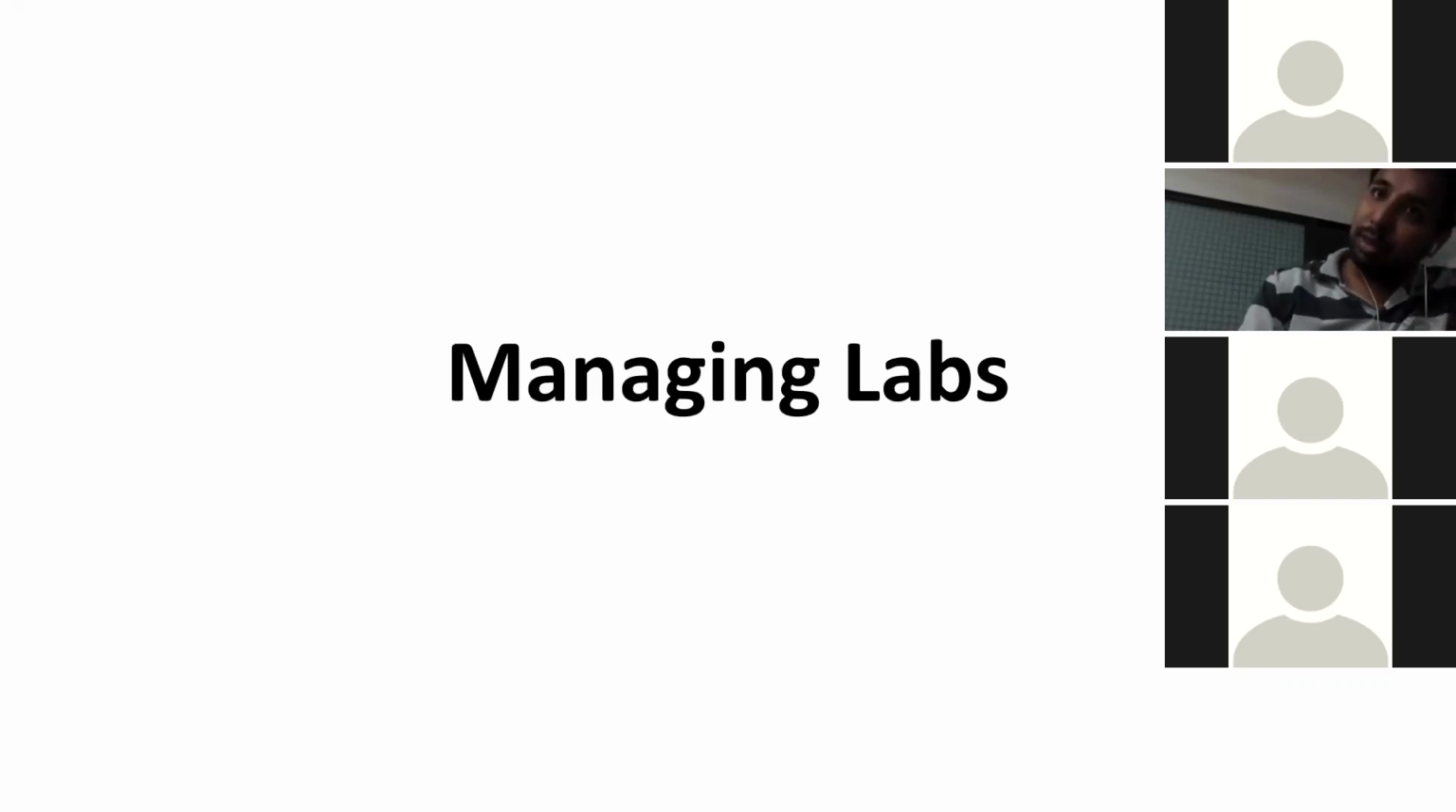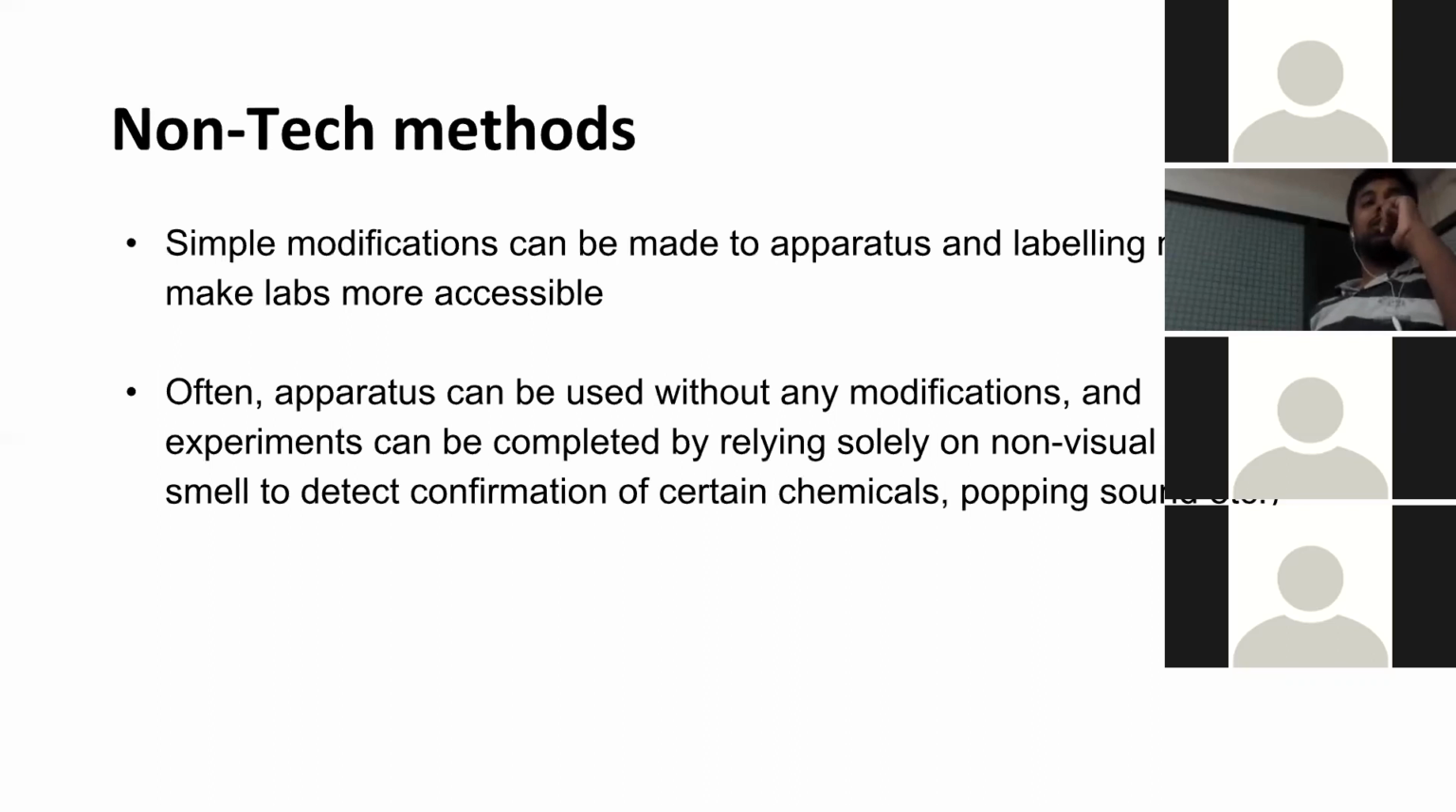So, managing labs can be done in two aspects. One is non-technical, and the other is technical. First, I'll talk about the non-technical part, where we can make modifications and adjustments by tactile labeling on the apparatus, beakers, and so on. Another aspect is that one can perform experiments by relying solely on non-visual factors like smell, in the case of sulfur, etc., and the pop sound of hydrogen.